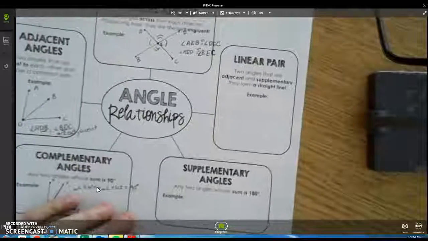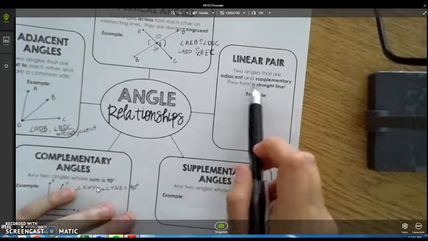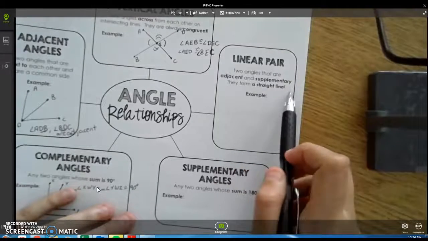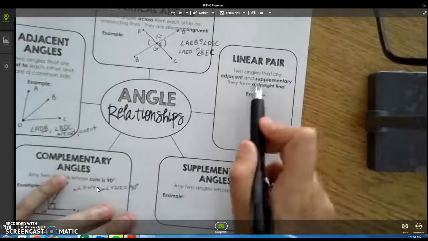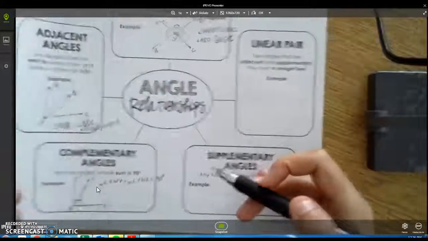We'll move over here to linear pairs. Two angles that are adjacent and supplementary. They form a straight line. Okay, so I don't really know what this word supplementary means yet. We haven't talked about that. So let's go down and do supplementary angles first.